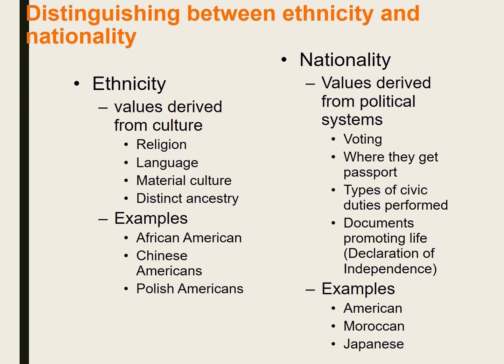This includes voting, where you get your passport, the types of civic duties that you perform, documents promoting life, like the Declaration of Independence. All these things tie into an identity that is more legally and politically derived, that is your nationality. Examples, American. So notice all those ethnicities given as examples would fit under the American nationality, or Moroccan, or Japanese. Sometimes ethnicity and nationality line up really well. Japanese people, for instance. If you're Japanese living in Japan, your ethnicity is Japanese and your nationality is Japanese.